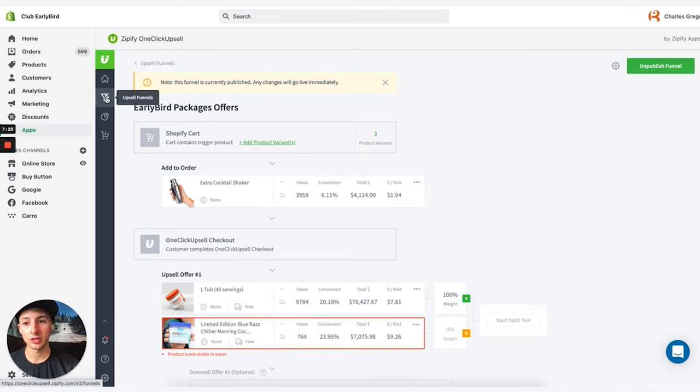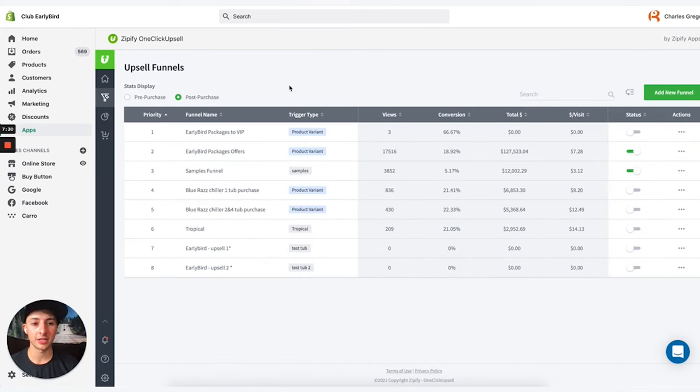So that's how we're using Zipify one-click upsell. It's definitely a game changer. It's adding about $9 in extra revenue for every customer that we bring in, and that's been huge. So yeah, that's how we're using Zipify one-click upsell.